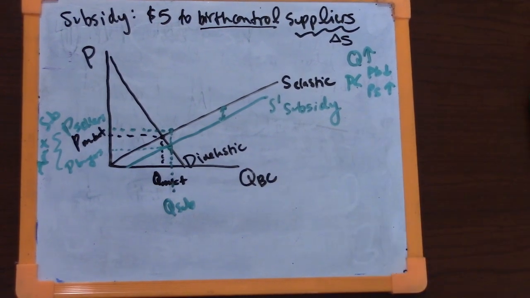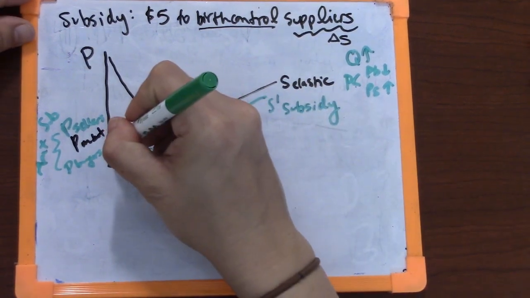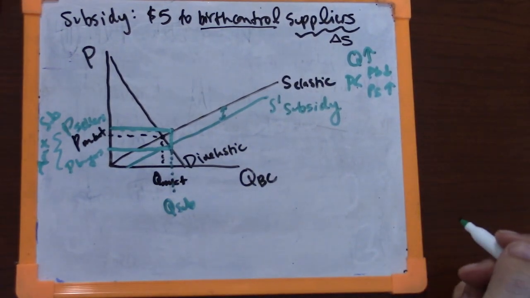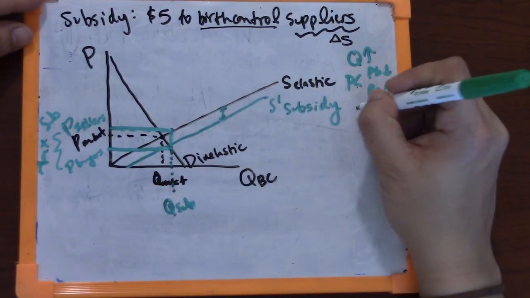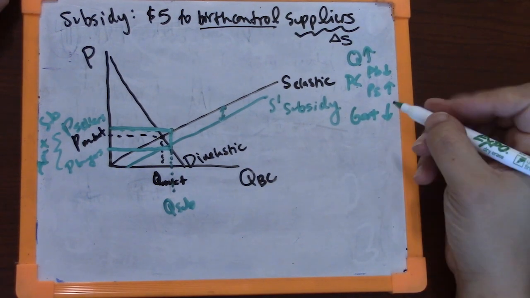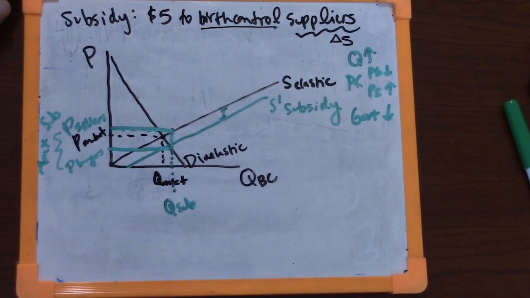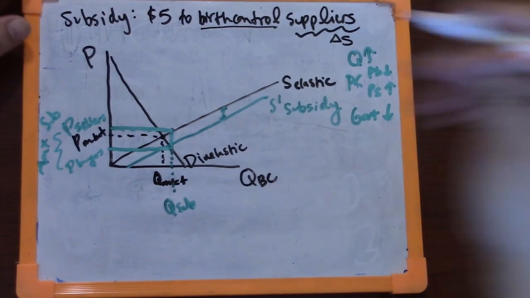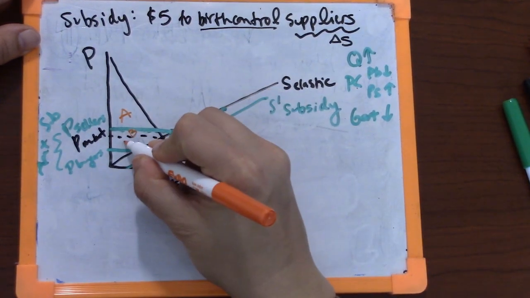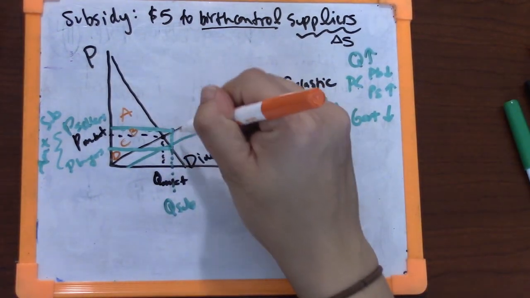Now, we could talk about the subsidy payment. They pay $5 times this many birth control units. So the subsidy payment is that whole green box. So the government loses money. Instead of tax revenue, we have a subsidy payment. Then we need letters to talk about the rest. A, B, C, D, and then everything in this green box.